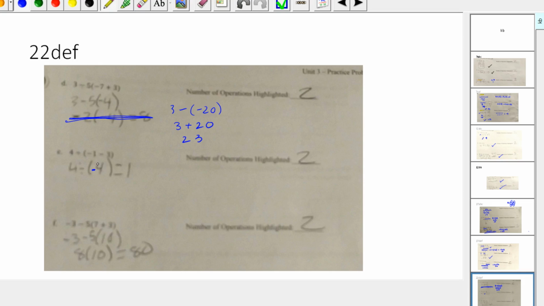Looks like you're confusing the rules for multiplication and division and addition and subtraction. Okay, so again, negative 1 minus 3 is negative 4. 4 divided by negative 4 would be negative 1.